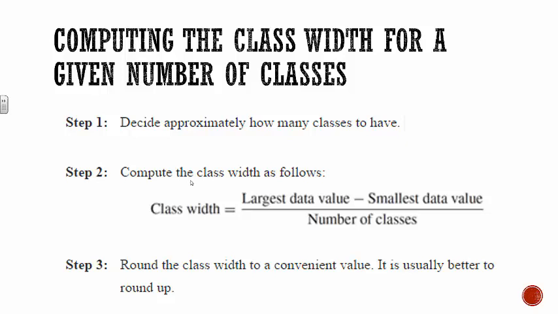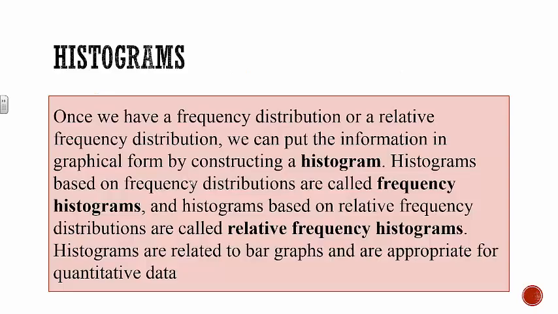Or if you divided and you got like 1 or 2.89, something like that, maybe your class width would be 3, just to make it nice and easy for the reader or for your audience. Now with that, once you create your frequency distributions or relative frequency distributions, again, you always kind of want to show it in a graph.